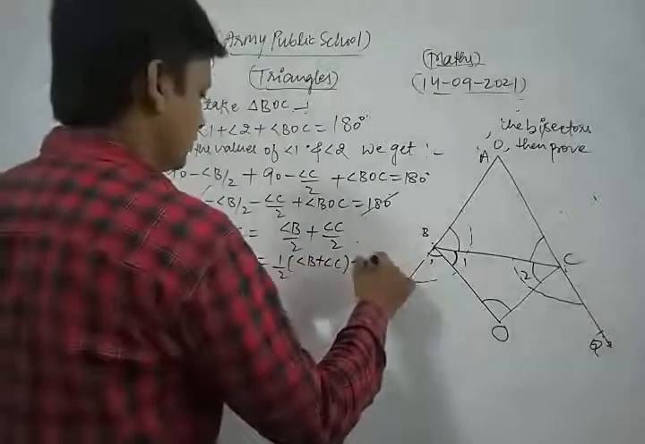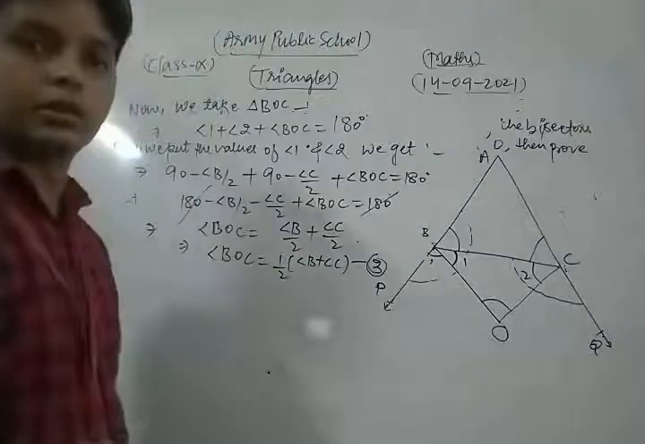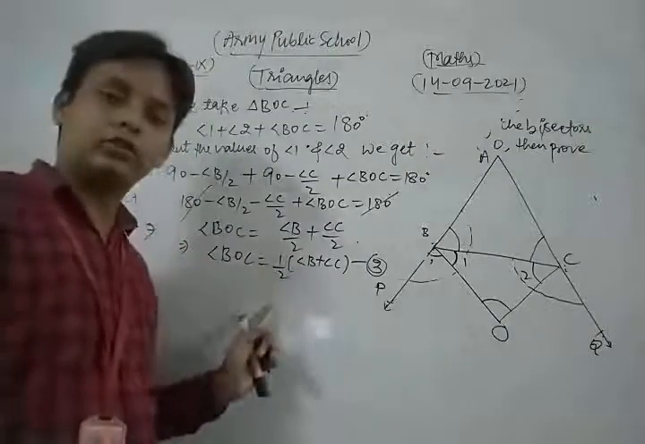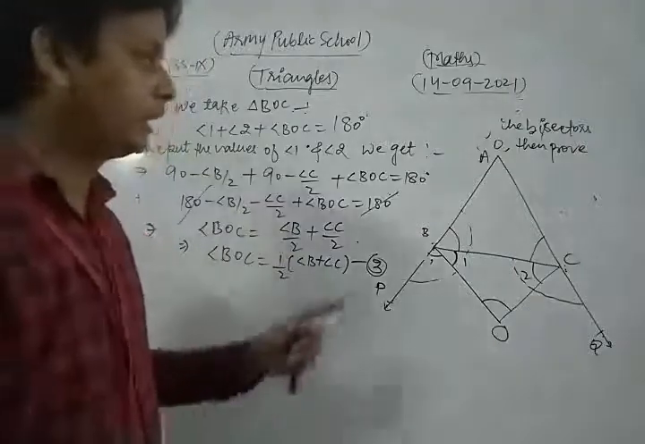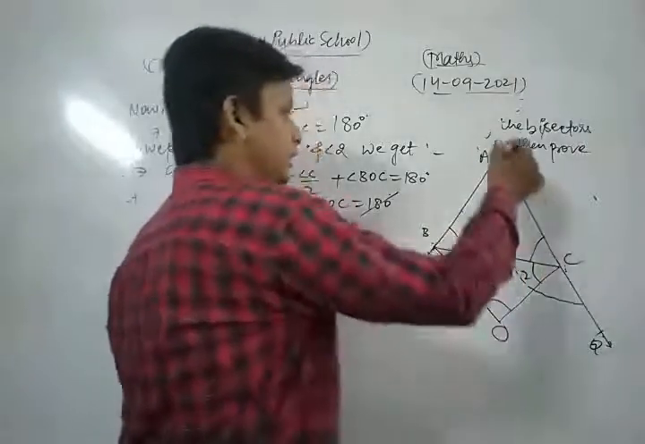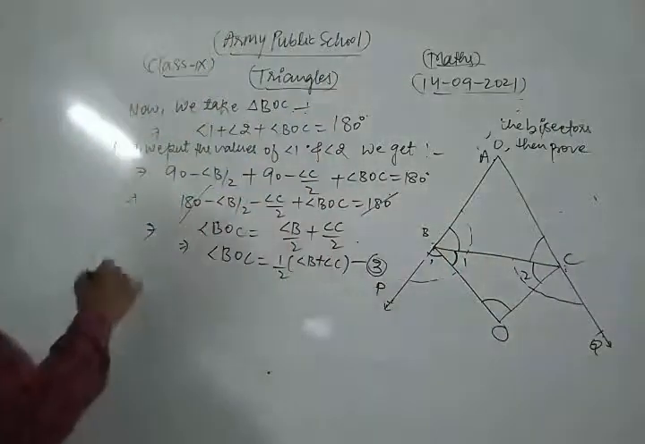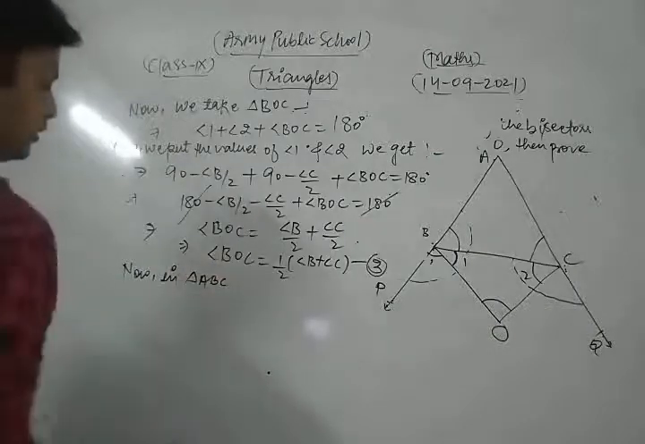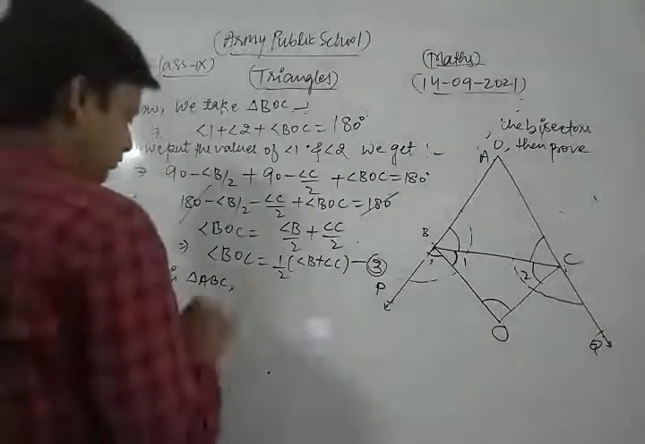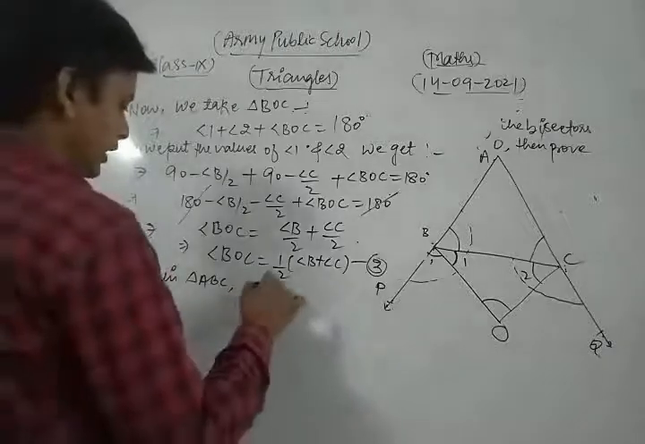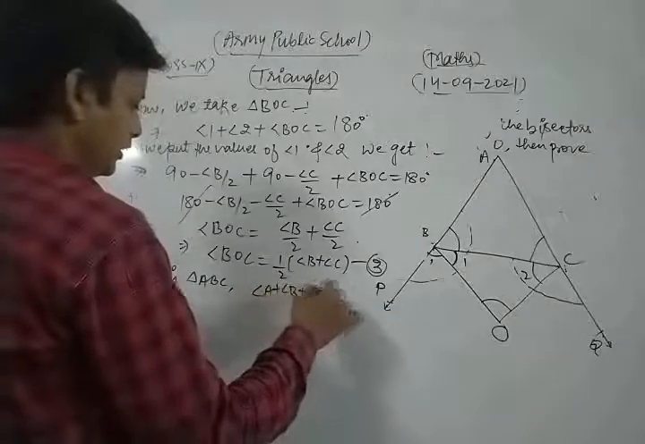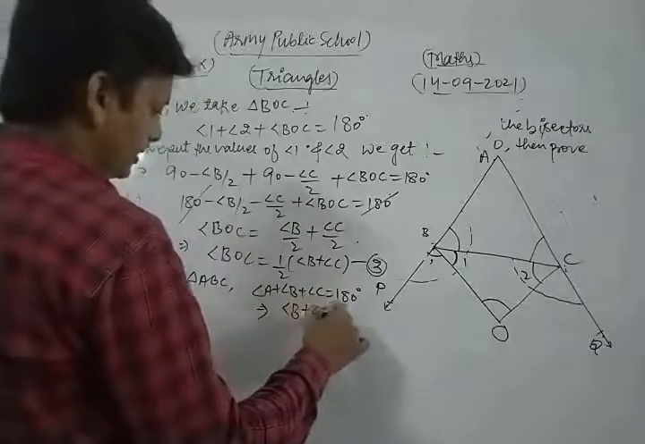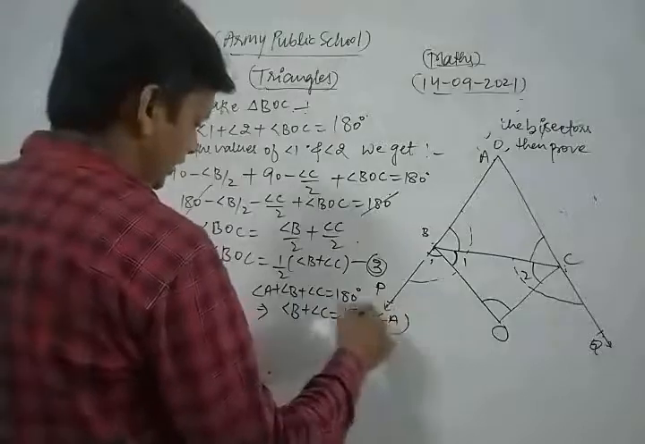We take this as equation number 3. Now we have to show the value of angle BOC in terms of angle A. Now we apply the angle sum property in triangle ABC. In triangle ABC, angle A plus angle B plus angle C is equal to 180. From there, the value of angle B plus angle C is equal to 180 minus angle A.